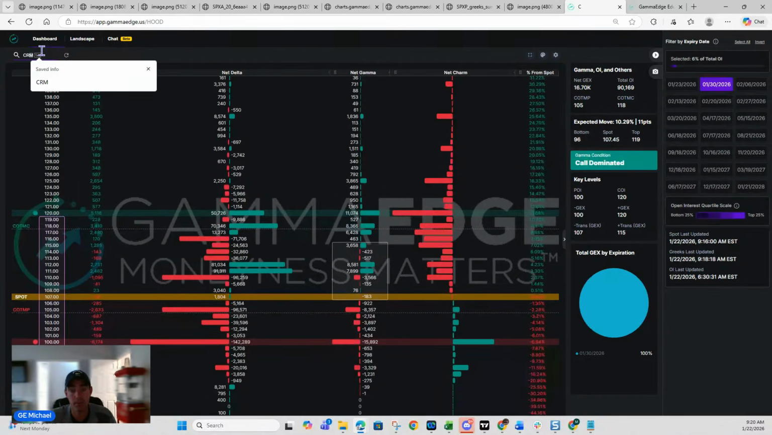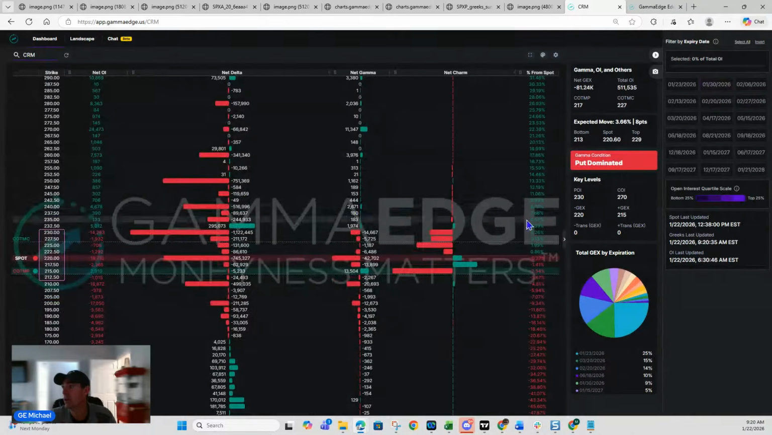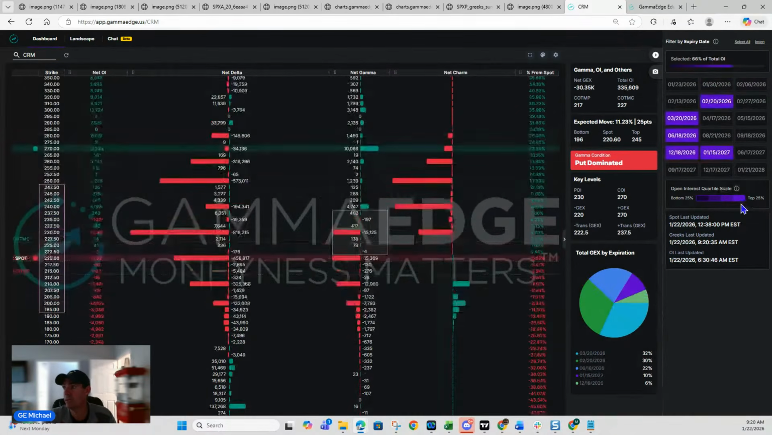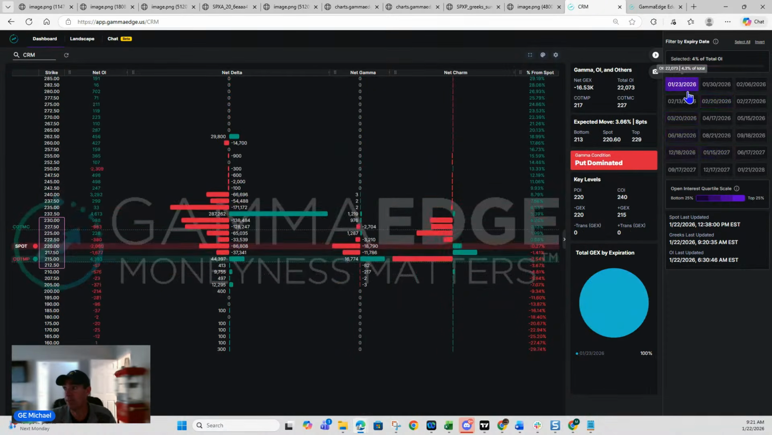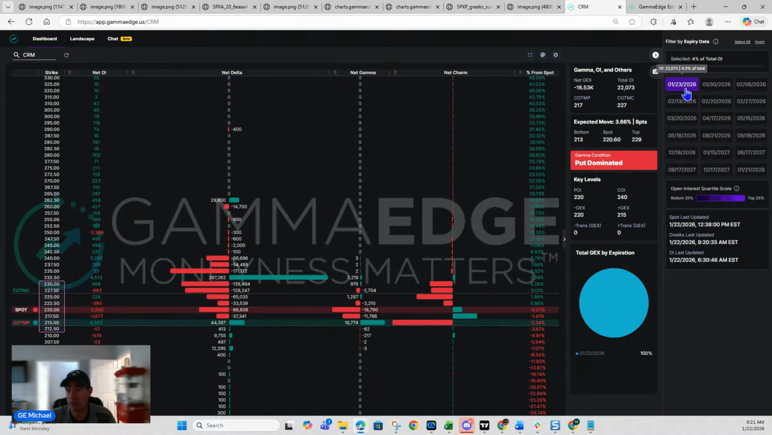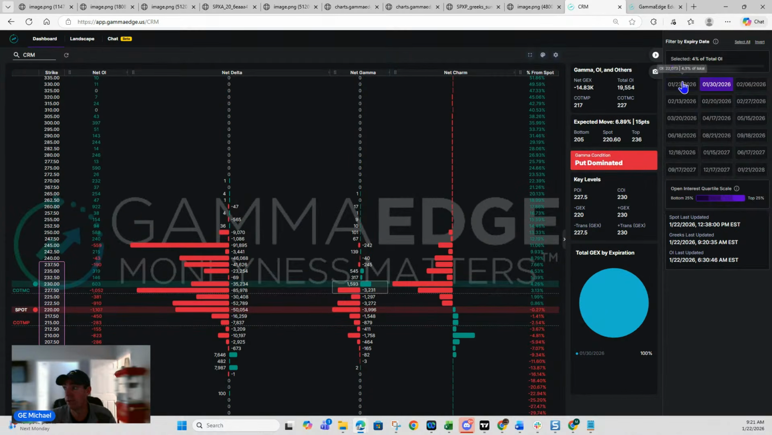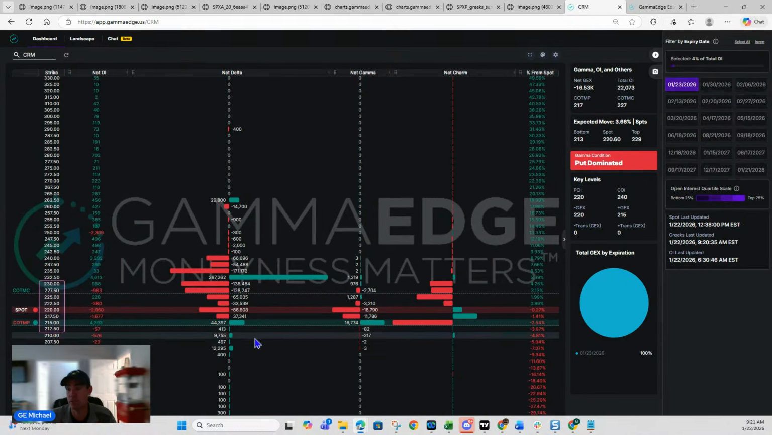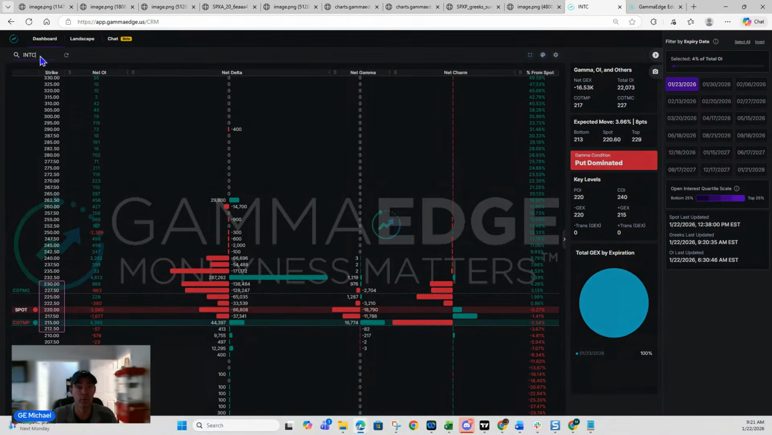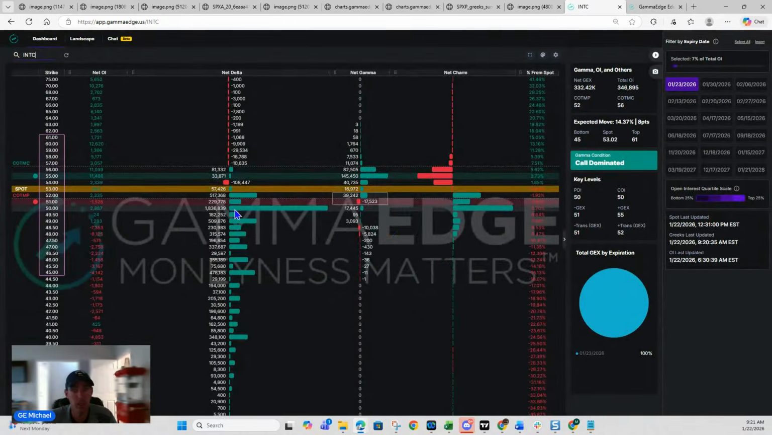CRM, yep, absolutely. CRM, let's do quartile. Put dominated on CRM. You see the next two expiries are not in the top quartile. It's really just the monthly. Looks very weak on CRM. Not really much to say about that. Let's see. Yeah, very weak on CRM. Put dominated. Structure is not conducive of price appreciation on CRM. So hopefully that helps. Hopefully you're not in CRM, or hopefully you're not looking to take a position in CRM.